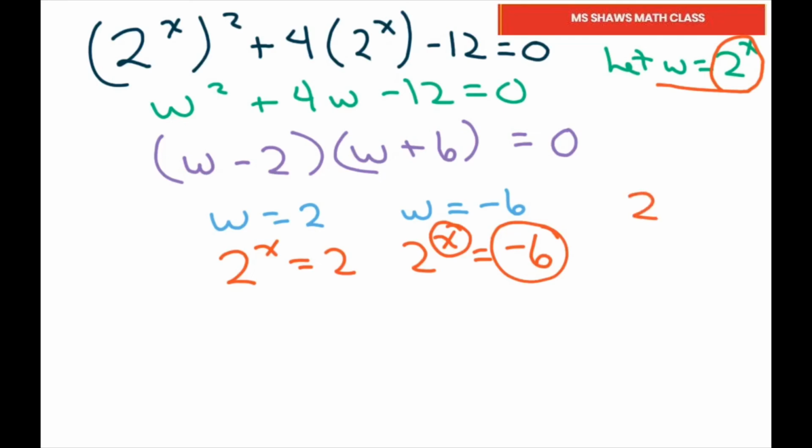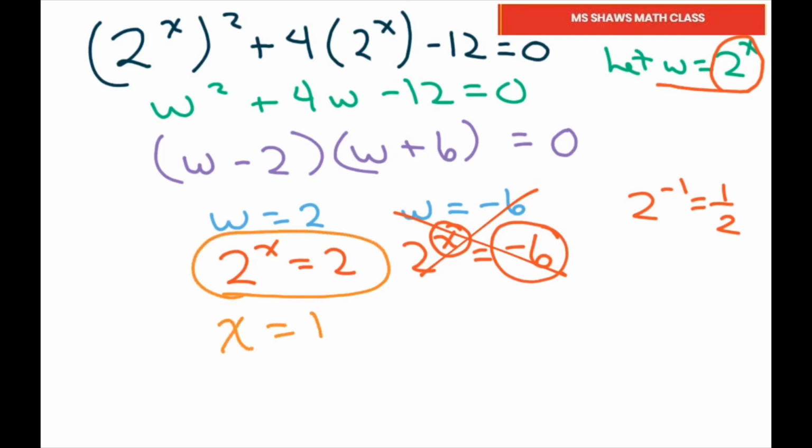So if you even put a negative number in there, that's still going to be positive, right? So that doesn't work. Now, I can just look at this and solve for x, and clearly x equals 1, because 2 to the first power equals 2. So your solution is 1.